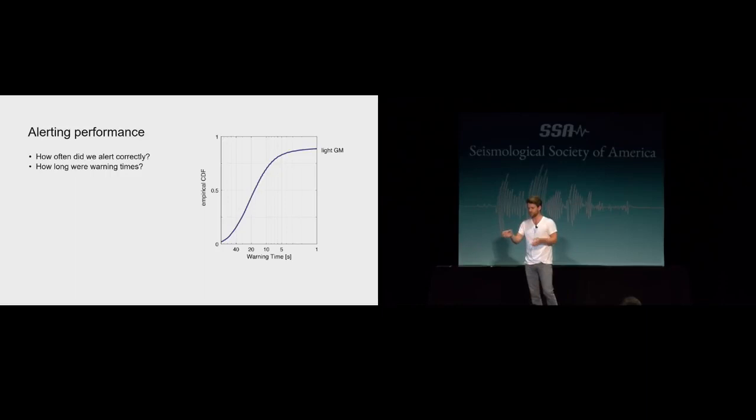So the way to read this is that about 50% of sites had warning times of 20 seconds and longer, and the other 50% had less warning time. If we look at stronger ground motion, we have less warning time, and we have a higher fraction of sites that we could not alert at all.